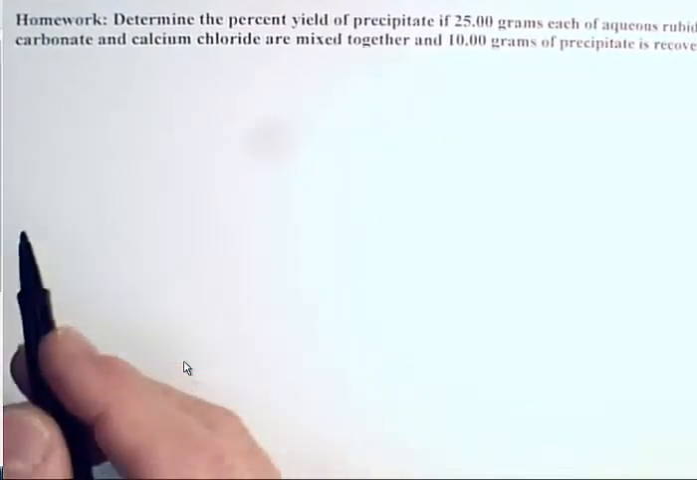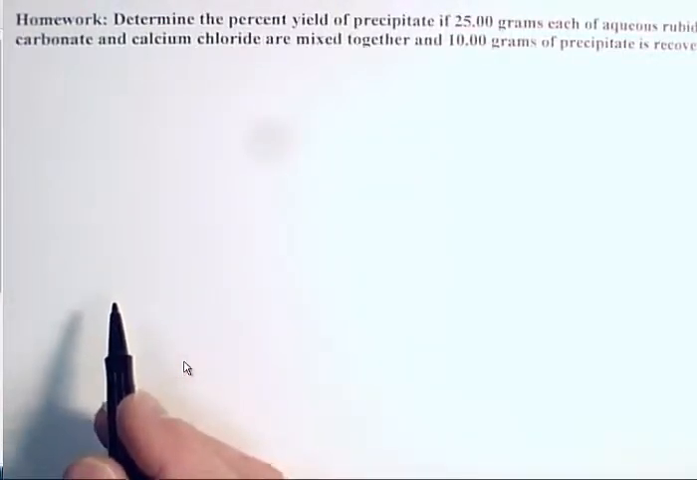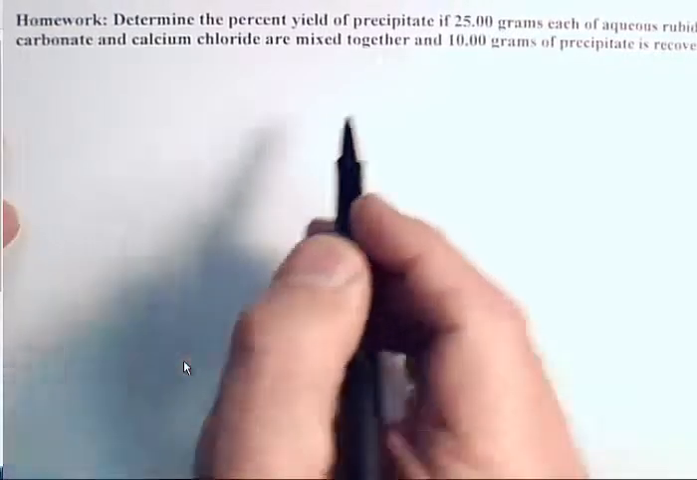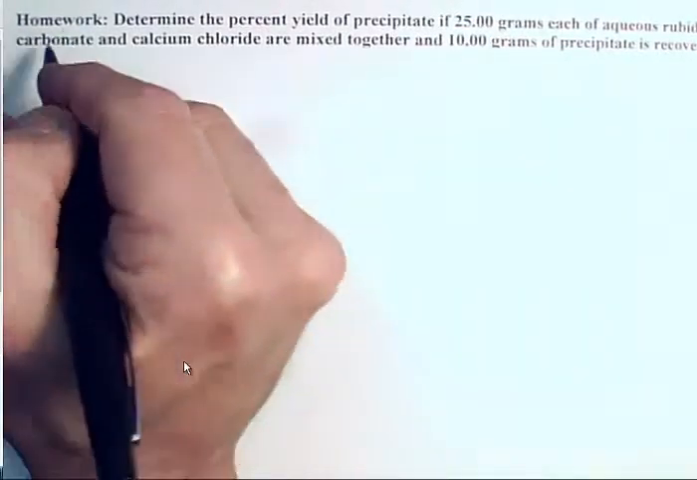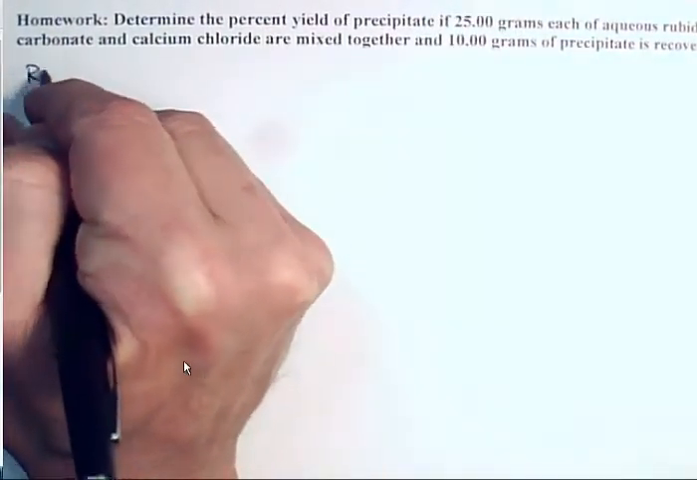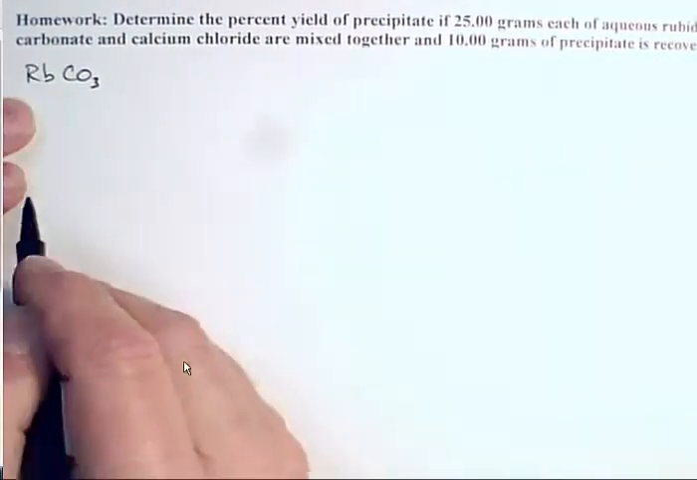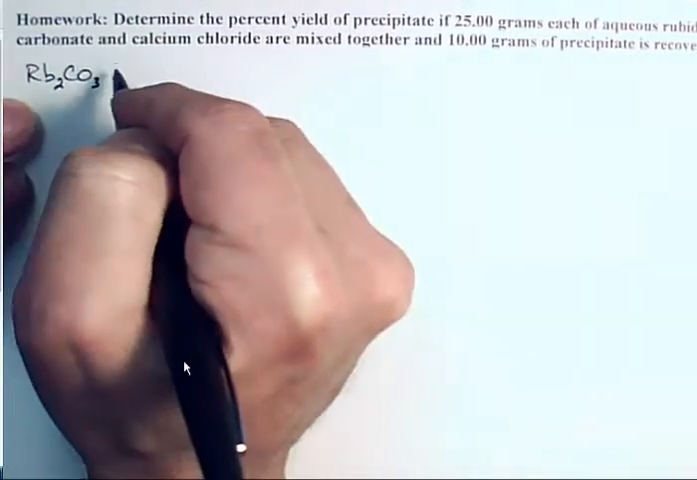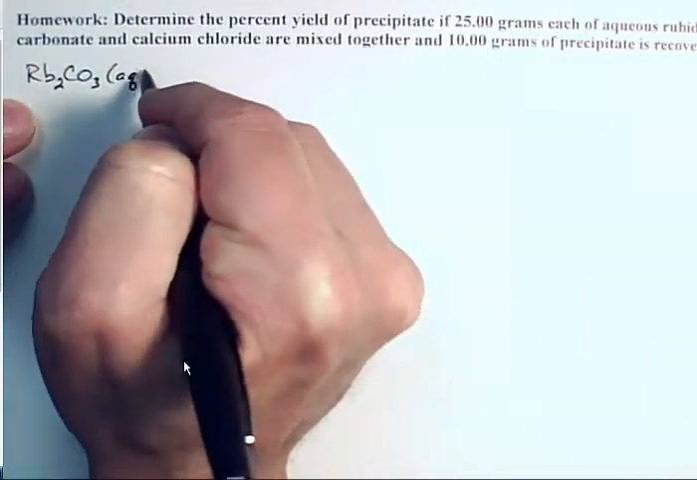So let's lay out the equation here that describes the problem. Remember, a chemical equation is a symbolic representation of a chemical reaction. So we've got aqueous rubidium carbonate. Rb is rubidium. Carbonate is CO3 with a 2 negative charge. Rubidium has a 1 plus charge, so we need 2 rubidiums to charge balance this formula. This is aqueous. It says so in your solubility rules.